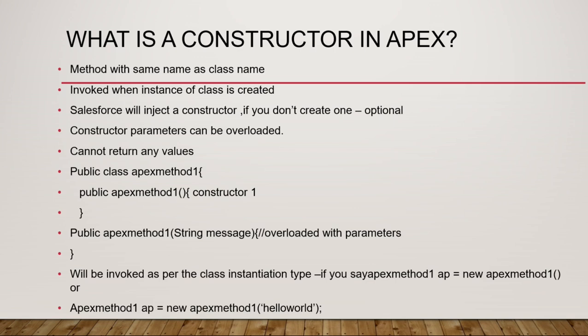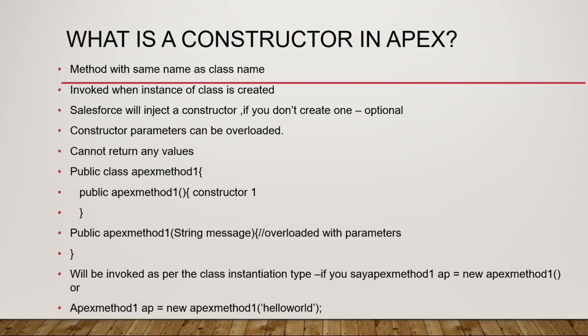Now, it is optional to create a constructor inside your class. If you don't create one, Salesforce will inject a constructor with empty parameters. Constructor parameters can be overloaded. This is part of polymorphism in object oriented programming. So that means you can have multiple constructors. If you see now, public class Apex method 1, the first constructor is public Apex method 1 without any parameter, and the second one is initiated with a parameter.